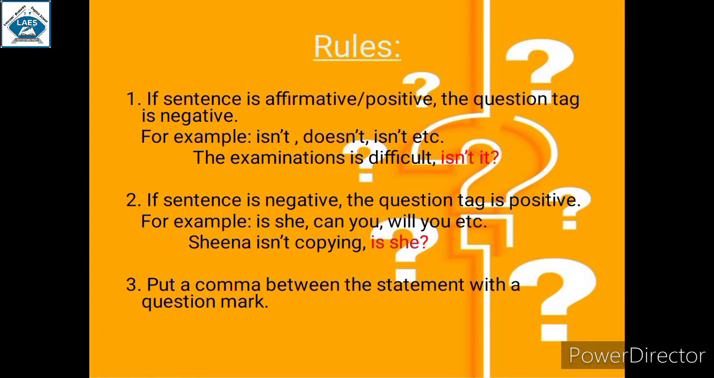For example, the examination is difficult. This is a positive sentence or affirmative sentence. So we'll use a negative question tag. Here our helping verb is "is", then we'll use not. So isn't, and then it. Here person is not there, so we can't use he or she or they, these. So we'll use it.